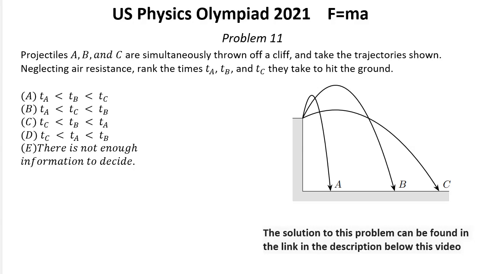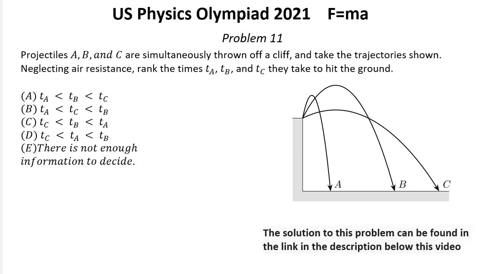Problem number 11. Projectiles A, B, and C are simultaneously thrown off a cliff and take the trajectories shown. Neglecting air resistance, rank the times T_A, T_B, and T_C they take to hit the ground.